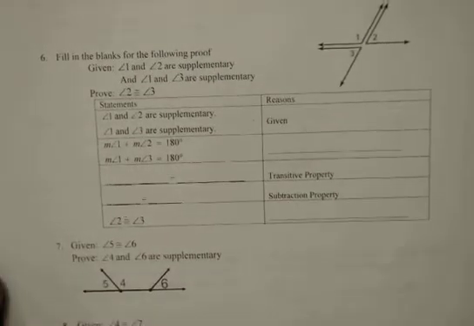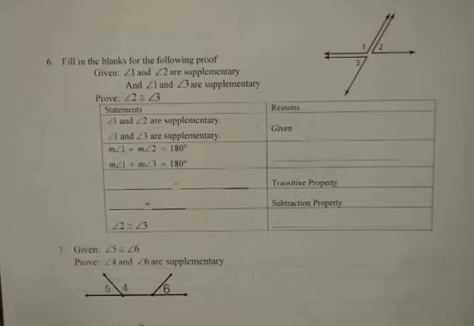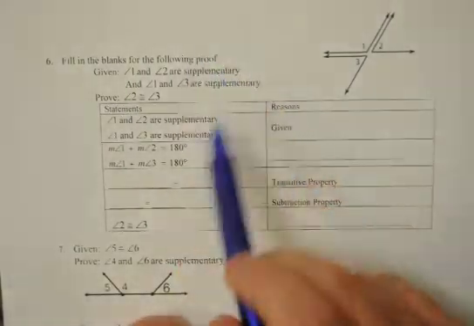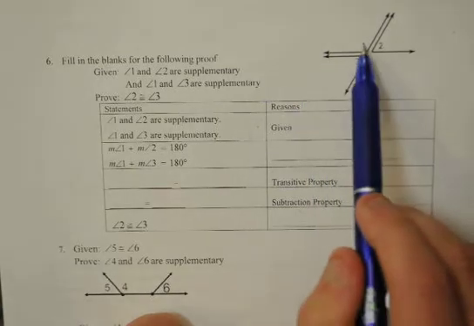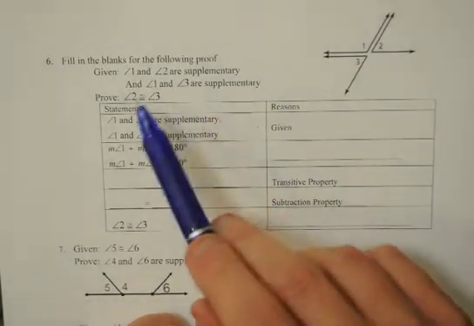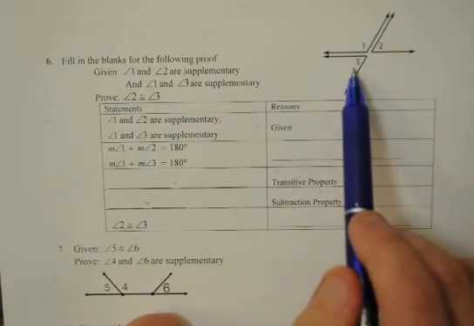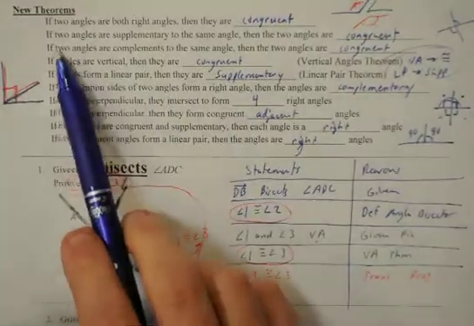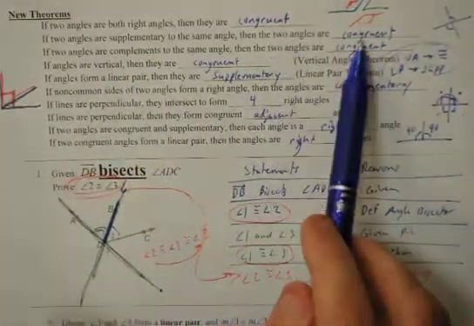Number 6. This would be like what you'd see on a quiz coming up. We're going to do fill-in-the-blank proofs for now. And then maybe in chapter 3 or maybe in quarter 2 we'll have you actually write them yourself. So for now we're going to do some fill-in-the-blanks. So we're starting with 1 and 2 are supplementary, and 1 and 3 are supplementary. Prove that 2 is congruent to 3. So really what we're doing is we are proving this right here: if two angles are supplementary to the same angle, then they are congruent. That's what we're proving. We're proving one of our theorems.